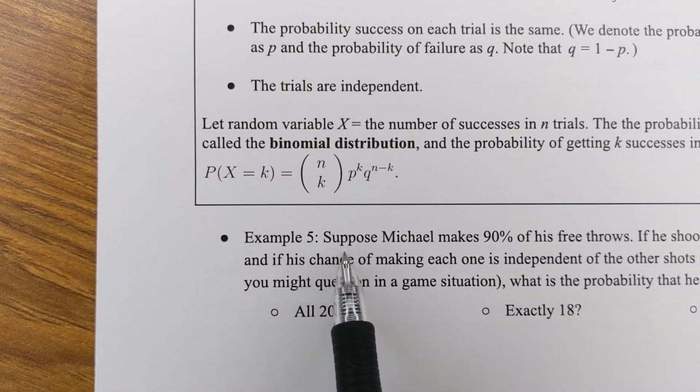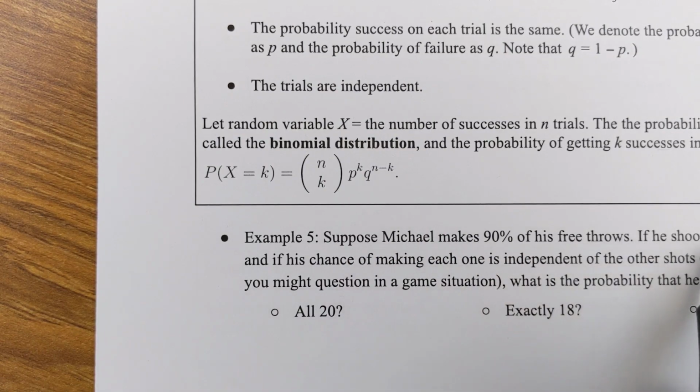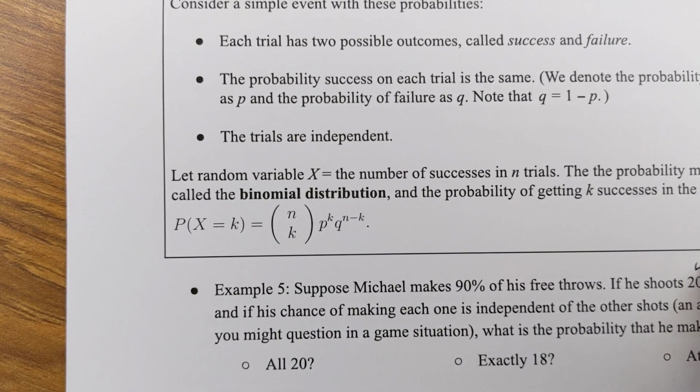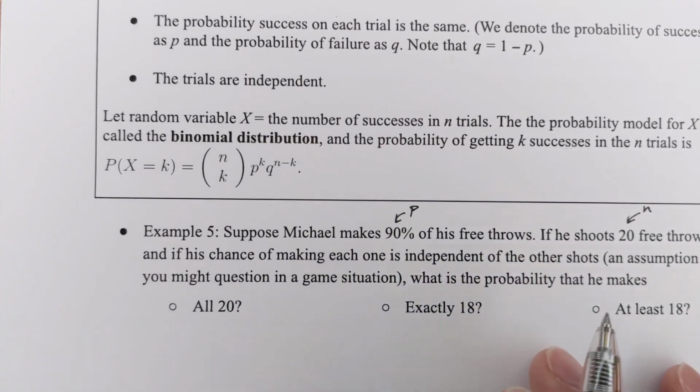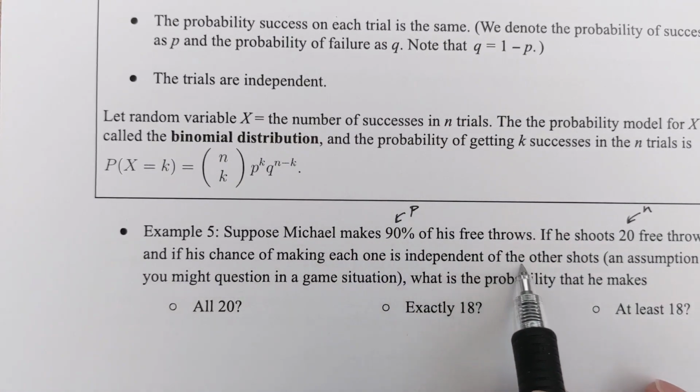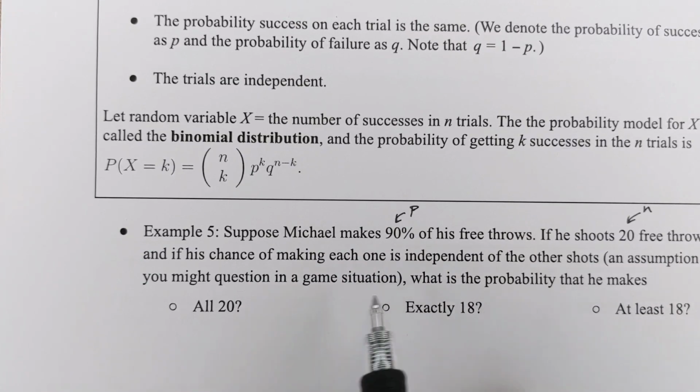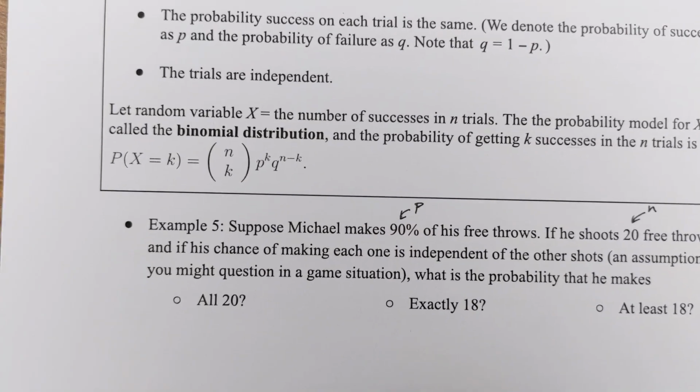All right, suppose Michael makes 90% of his free throws. If he shoots 20 free throws, so there's our n, there's our p, and if his chance of making each one is independent of the other shots, what is the probability he makes all 20? Exactly 18? At least 18?